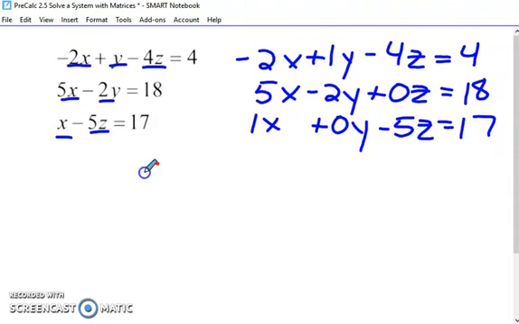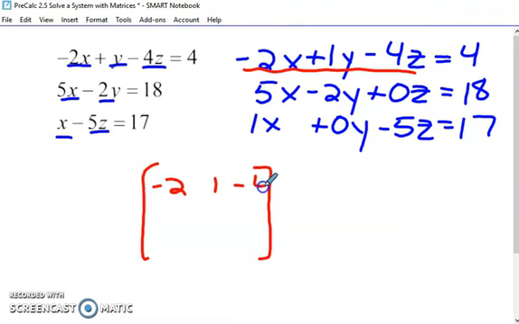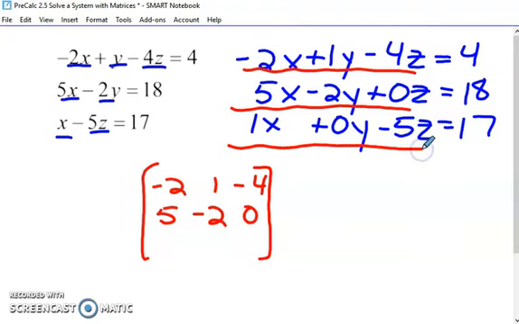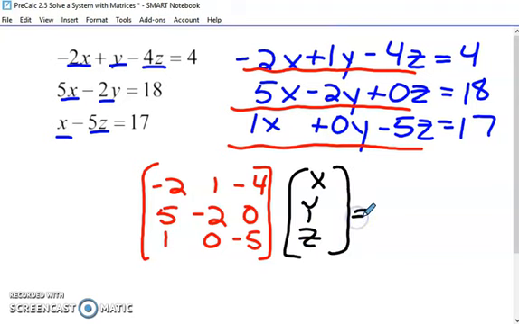We're going to put the coefficients in a matrix. So I'm going to go down here first. -2, 1, -4. 5, -2, 0. 1, 0, -5. This has got 3 variables in it. And we're going to write in the last one what the equations are equal to. 4, 18, 17. All right?